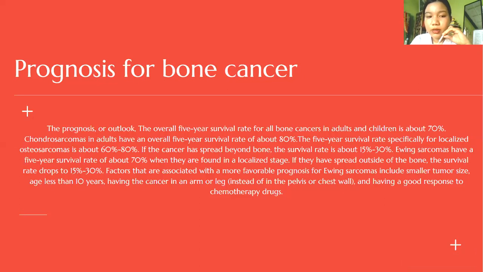Ewing sarcomas have a 5-year survival rate of about 70% when they are found in a localized stage. If they spread outside the bone, the survival rate drops to 15 to 30%. Factors that are associated with a more favorable prognosis for Ewing sarcoma include smaller tumor size, age less than 10 years old, having the cancer in an arm or leg instead of the pelvis or chest wall, and having a good response to chemotherapy drugs.